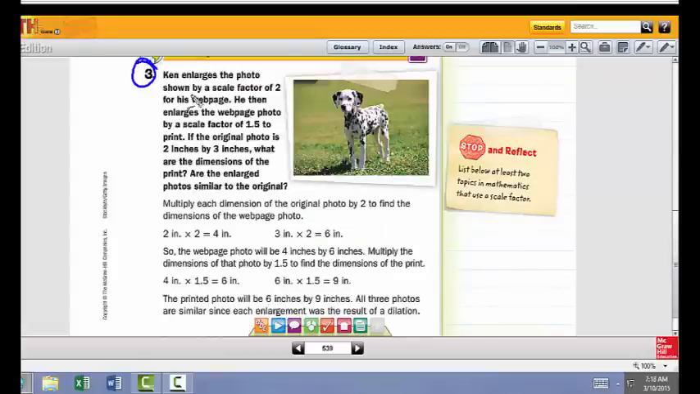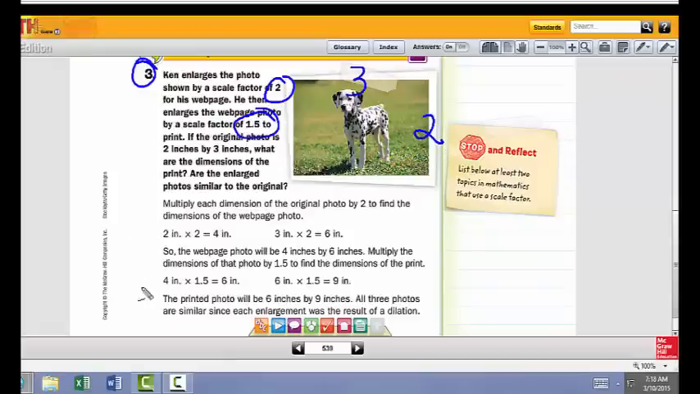Ken enlarges the photo shown by a scale factor of 2 for his web page. So he's going to enlarge this photo right here for his web page. He then enlarges that web page photo by a scale factor of 1.5. So the first scale factor is 2, the second scale factor is 1.5. The original, so let's write it right on here, was 2 inches by, well, that obviously would be this side, 3 inches. So it's 2 by 3.